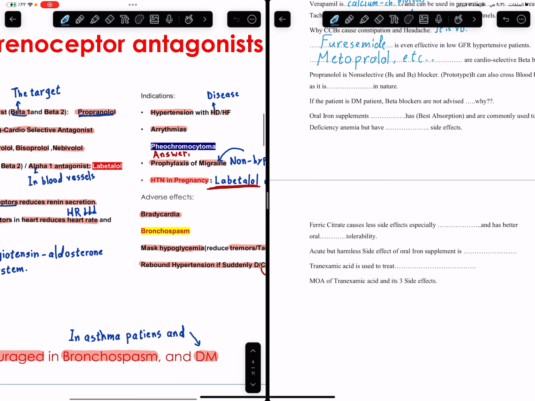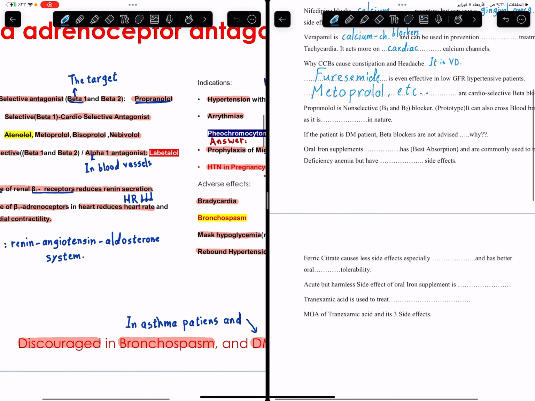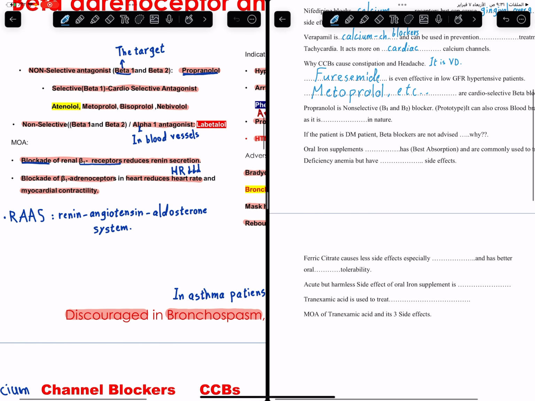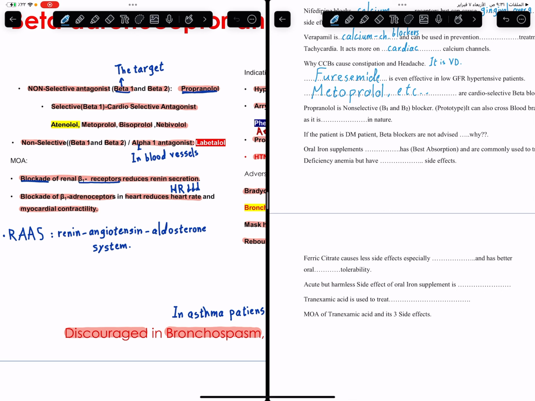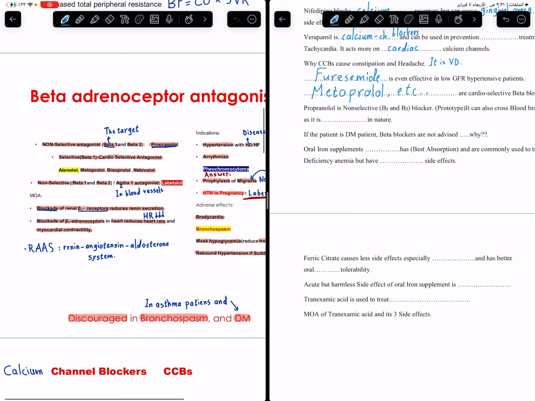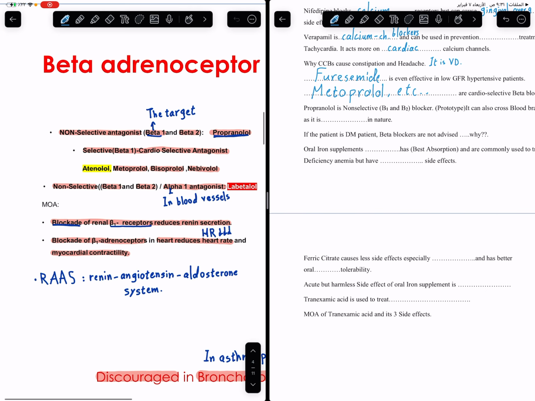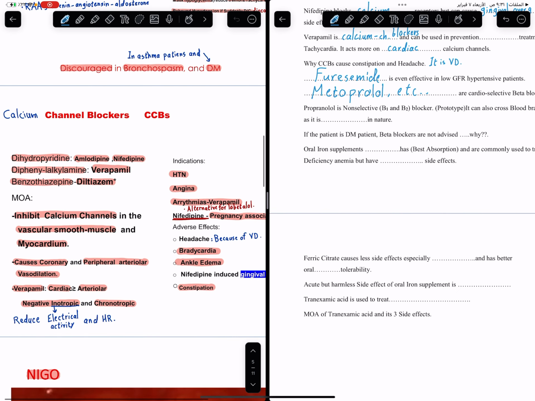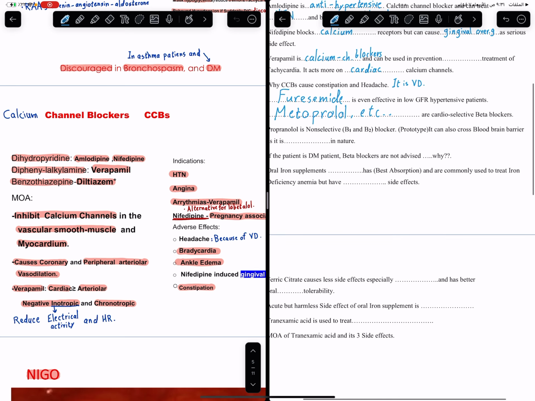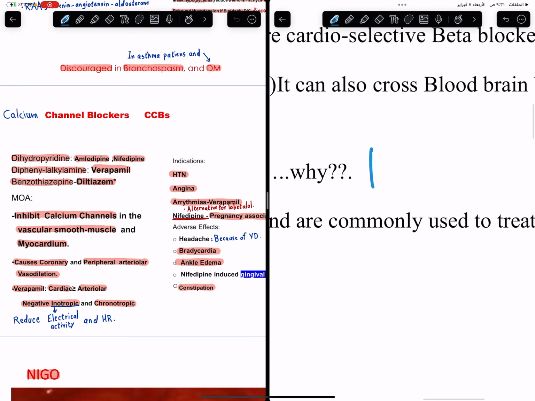It will mask hypoglycemia, because it masks hypoglycemia, tremors and tachycardia. As you said, tachycardia, but the main thing is hypoglycemia.